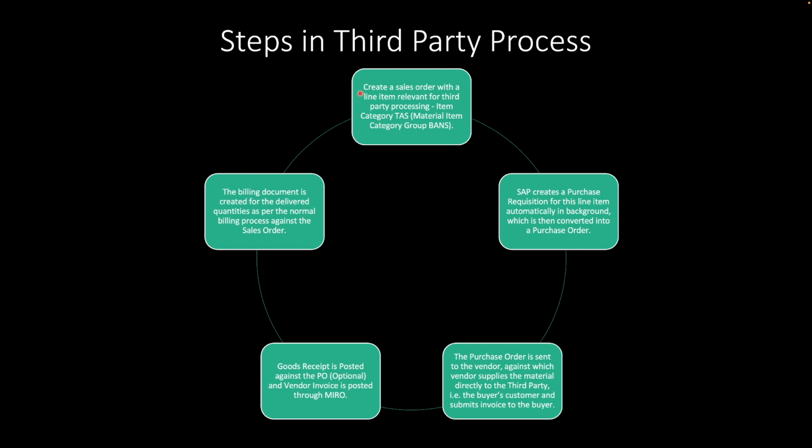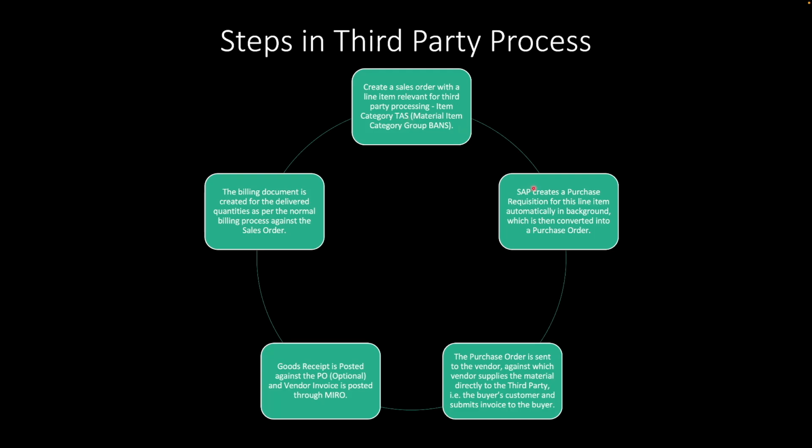So the first step will be that you have to create a sales order, and this sales order will contain the line item which will be relevant for third party processing. Now this relevance system will understand from the item category. This is the sales document item category, and the standard item category that is provided by SAP is TAS. And this is triggered through material item category group BANS. So you will have to create a material code which will have item category group as BANS, and through this item category group, the sales order line item will have the item category TAS. And through this TAS line item category, system will understand that you are going to follow the third party process.